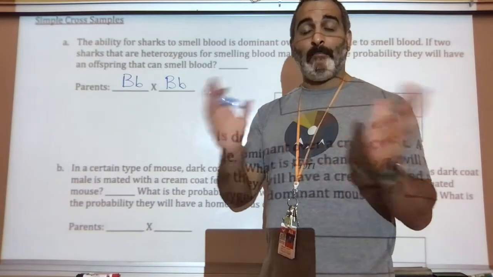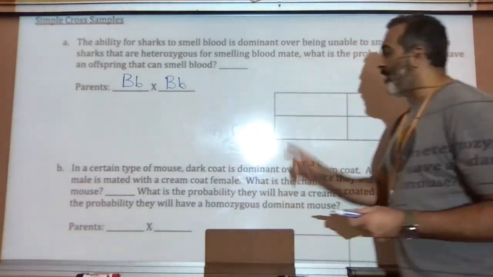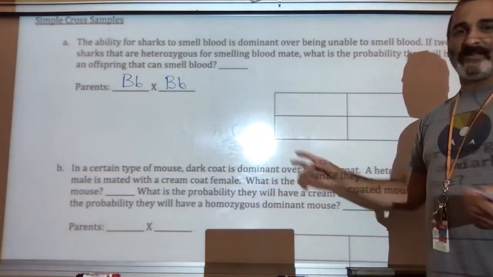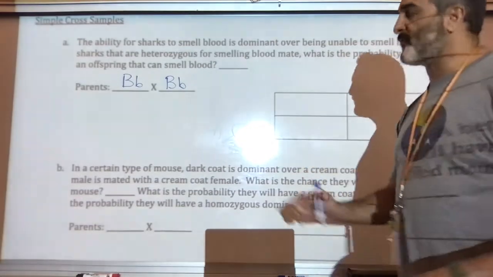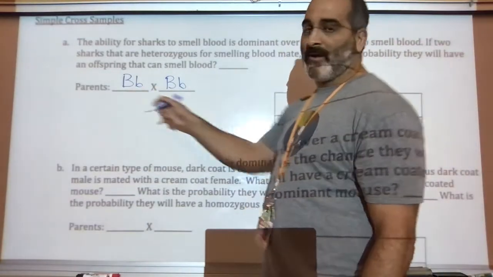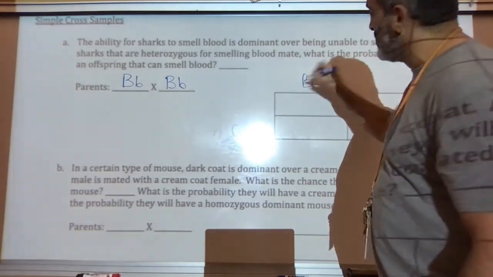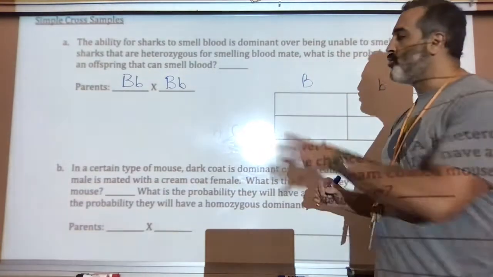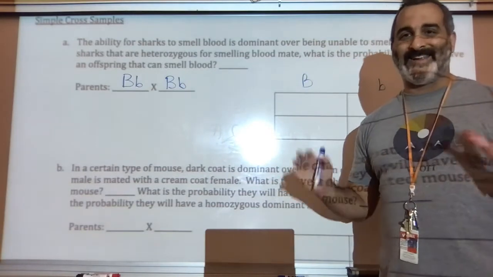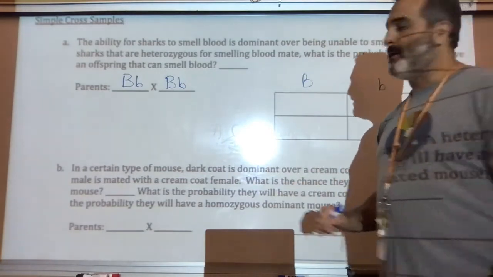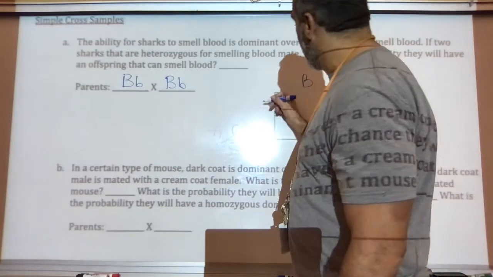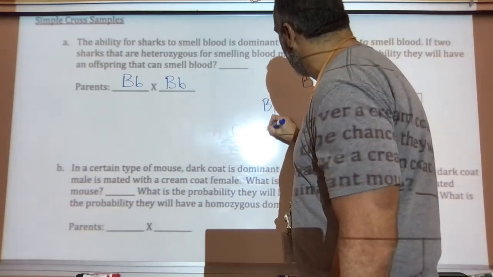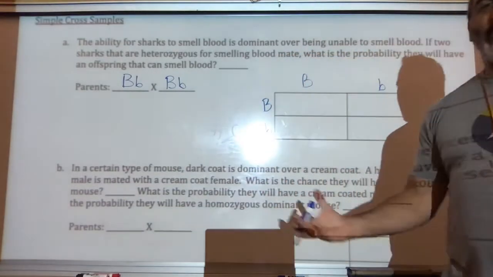So you need to break them apart, and you're going to be putting them on top of the box and on the side of the box. Let me show you how to do that. Let's first start with this parent. One of the capital B's, or uppercase B's, goes there. The lowercase goes there. It doesn't matter who goes on the top and who goes on the side; it doesn't affect your answers in the end. Then we're going to take the second parent and break them apart: capital B, lowercase b.